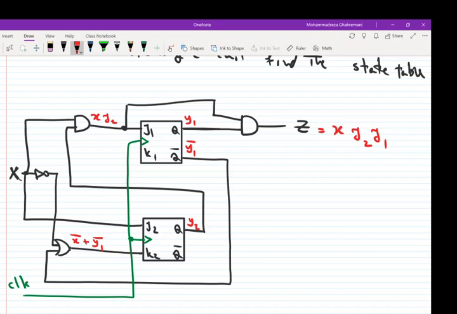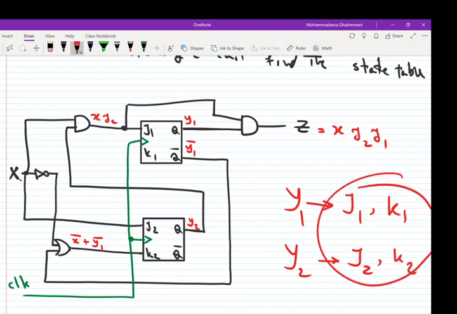Okay, and capital Y, of course, this one is not a D flip-flop, but the capital Y is determined by J1 K1 and J2 K2. We don't write capital Y. Instead, we know that capital Y1 is a combination of J1 and K1, and capital Y2 is a combination of J2 and K2. So we work with J1, K1, J2, K2 instead of capital Y1 and capital Y2.